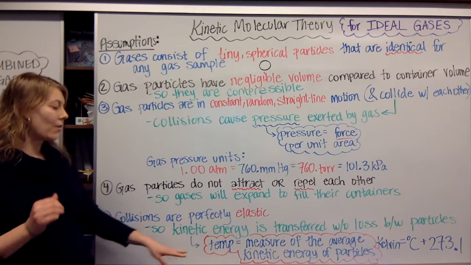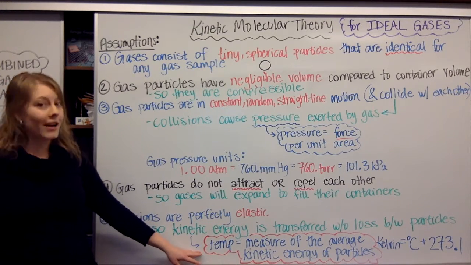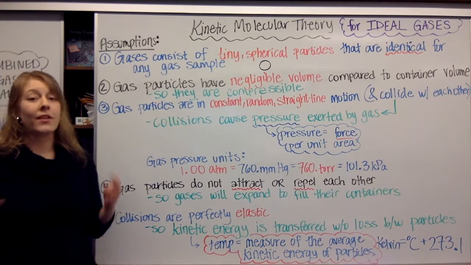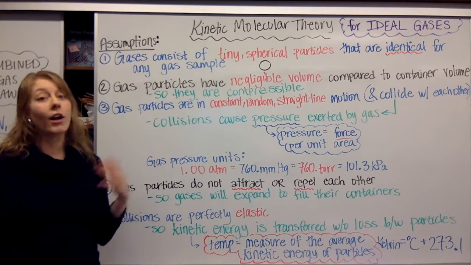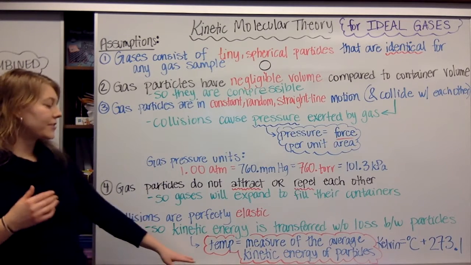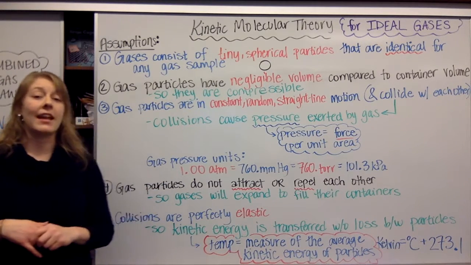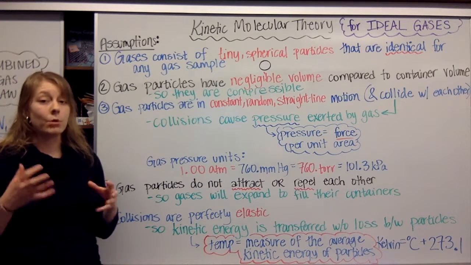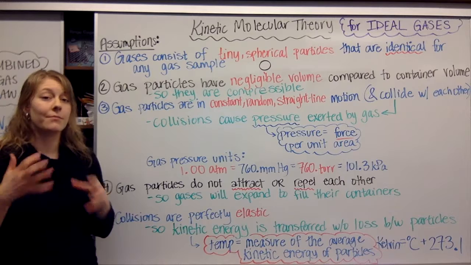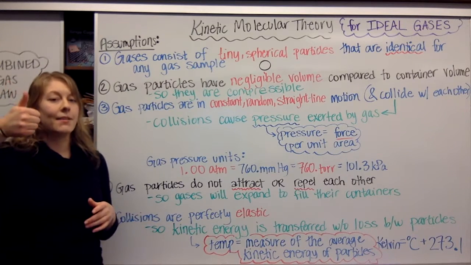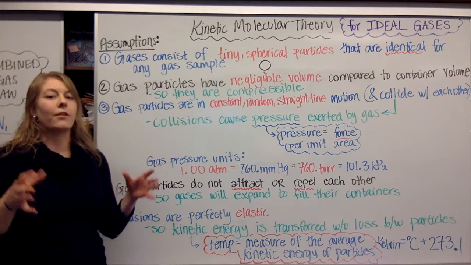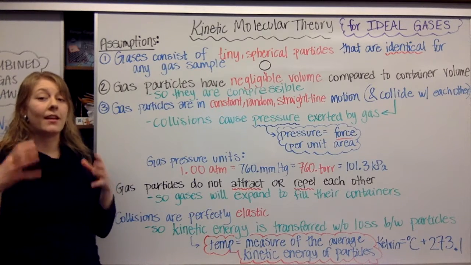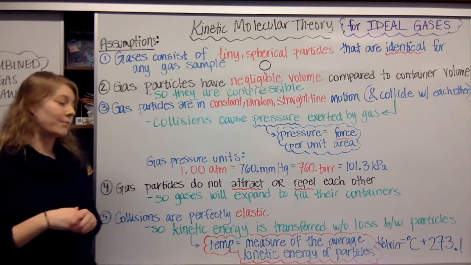Now, the last thing that I want to note here, because we're talking about kinetic energy, is temperature. You may think of temperature as being how hot or cold something is, but in chemistry, temperature is a measure of the average kinetic energy of particles. Remember that kinetics is all about movement. So the faster particles are moving, the higher the temperature. The slower the particles move, the lower the temperature. So we're actually looking at how fast and how slow these particles are moving.